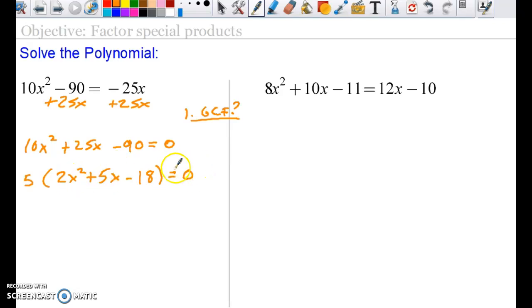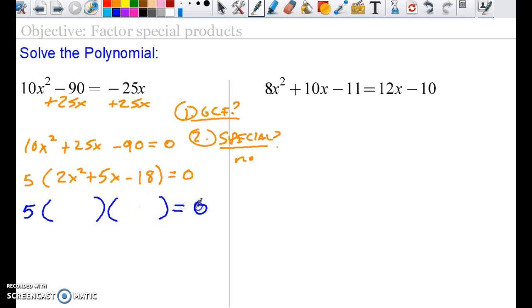All right, so I took out a greatest common factor. Is this a special case? Before I start guessing and checking, I forgot to do that in the last one. I just kind of took it for granted that it wasn't a special case. And this one is not a special case either because there are no perfect squares in the first or the last spots. So then I just try to factor as normal. So I have 5 times, and I'm trying to factor this quadratic trinomial by guessing and checking. Lucky for us, the first spots have to be 2x and x because 2 is prime, and that's the only factorization of 2. Bad news for us is I have a couple options for 18.